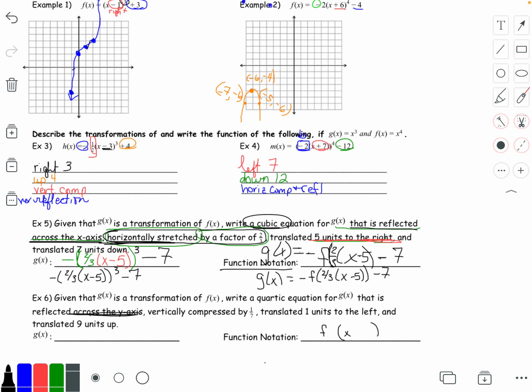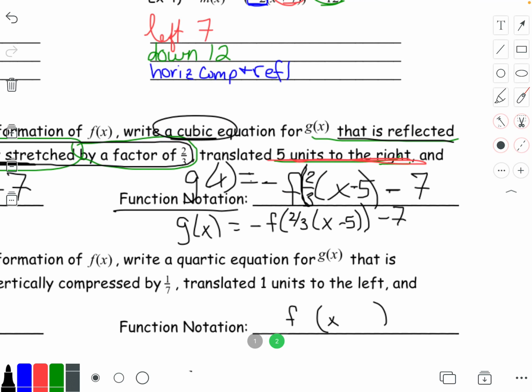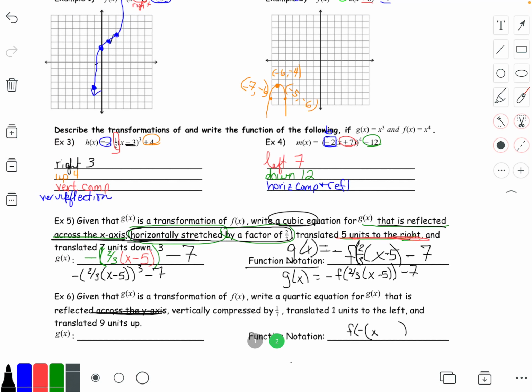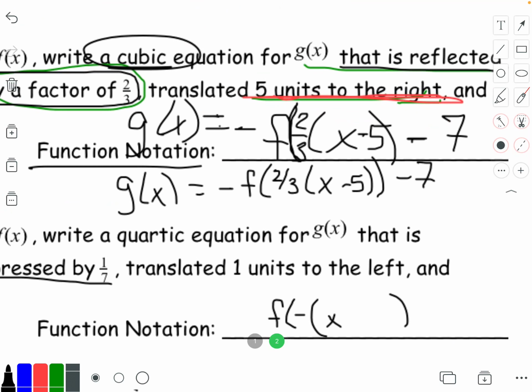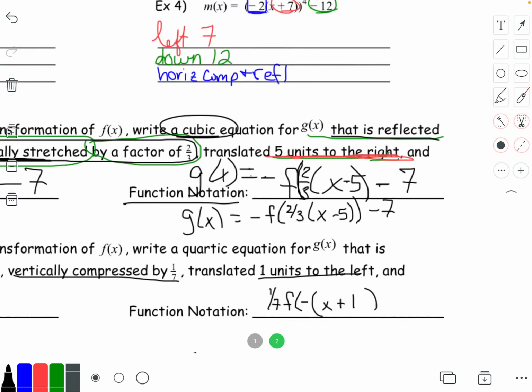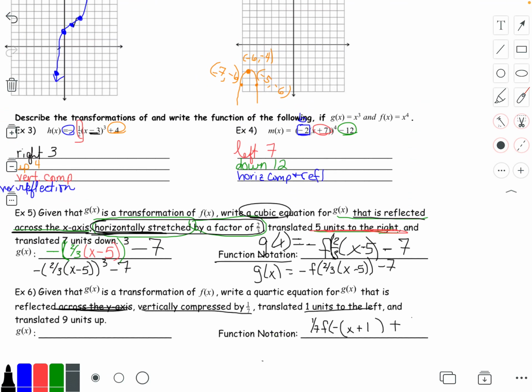So when we reflect it across the y-axis, it means we're going from here to there, right? So that's a horizontal reflection. Let me erase that. It's a horizontal reflection, which means that it is going to go in front of the x, but inside of the function. And it is vertically compressed by 1/7. So that means the 1/7 is going to go in front of the function. Translated 1 unit left. So that means that we're going to add 1. And then 9 units up. So we're going to add 9 at the very end.